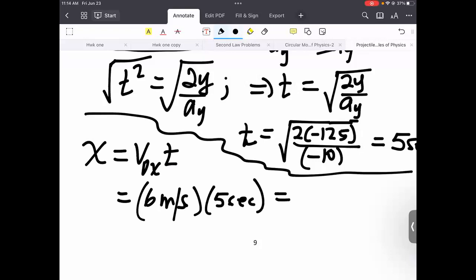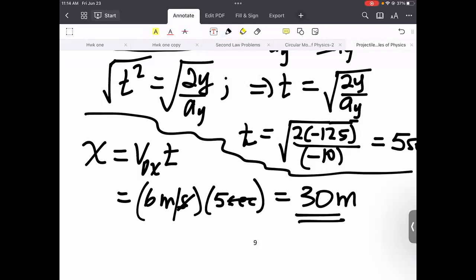So if you do this, you get 6 times 5. That will be 30 meters. The seconds will cancel out. So 30 meters will be the displacement you're looking for.